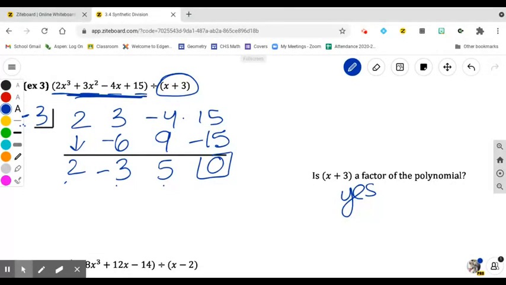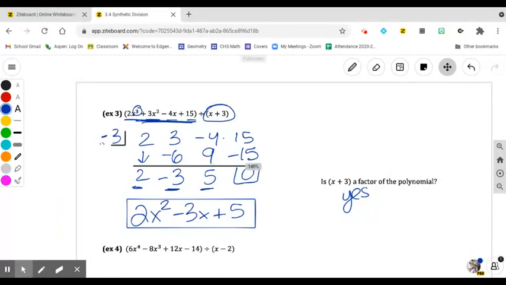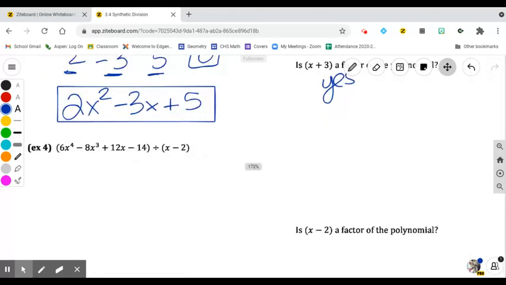But don't forget, we have to write our final answer. So remember 2, -3, and 5. These are our new coefficients. And we want to go 1 less than x to the third. So it's going to be 2x squared minus 3x plus 5. And there's example 3. We have a few more examples.